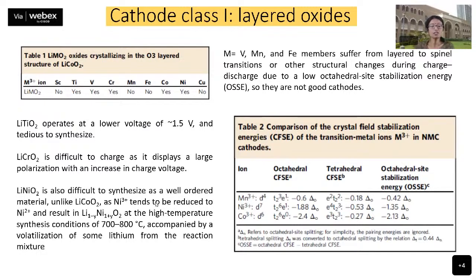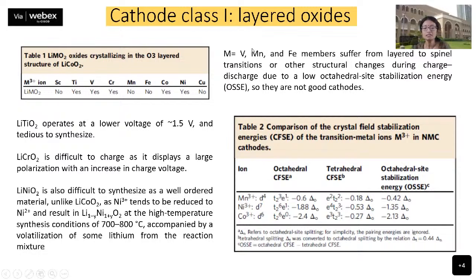And LiNiO2 is difficult to synthesize as a well-ordered material because in LiNiO2, what happens? Nickel should stay as 3 plus, right? But when you are synthesizing this material at high temperature, this Ni3+ has a tendency to change to Ni2+. When it does that, it ultimately results in the formation of Li1-yNi1+yO2. So there is some volatilization of the lithium from this reaction mix, which gives some instability to the cathode material.